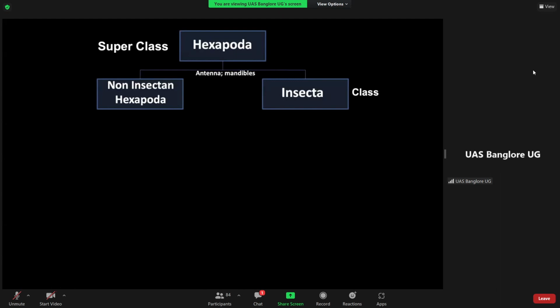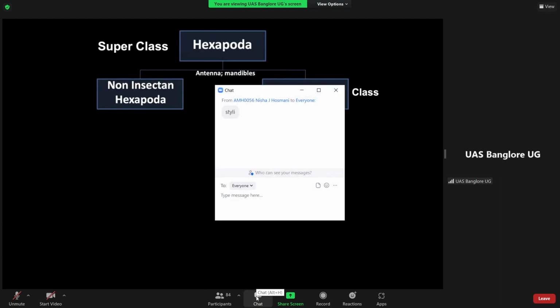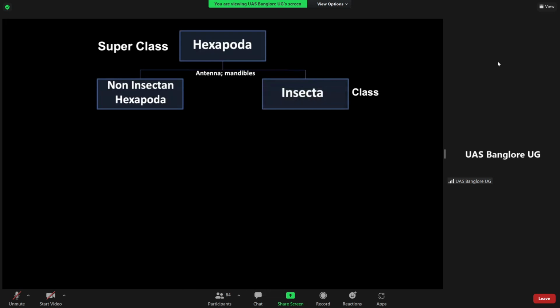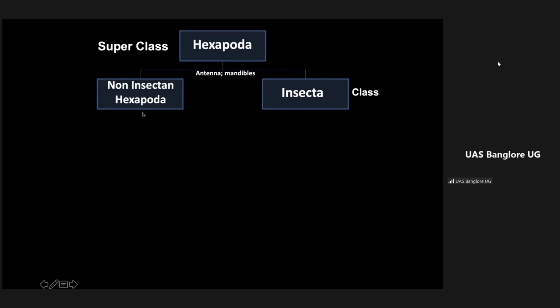Why do you call them non-insectan Exopoda? Is it because of the antenna and mandible? Sometimes the antenna is absent in some of these organisms, and the mandibles are internal. Usually for most insects the mandibles are outside the body, whereas for non-insectan Exopoda the mandibles are internal. Because of that, we call them non-insectan Exopoda.